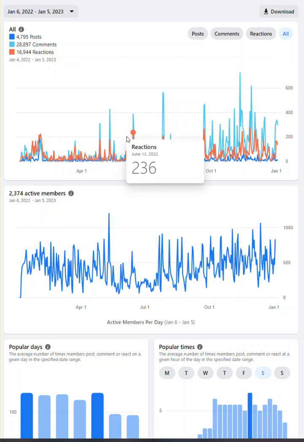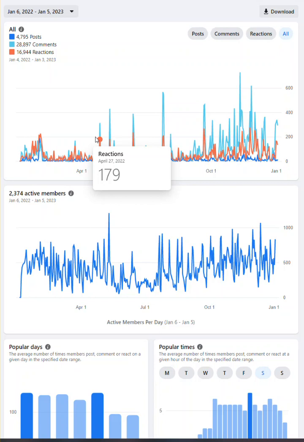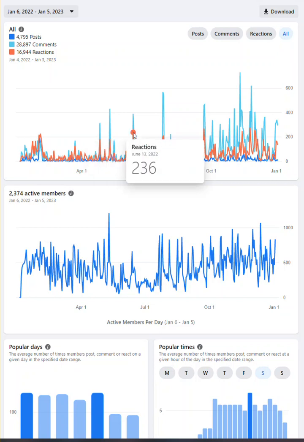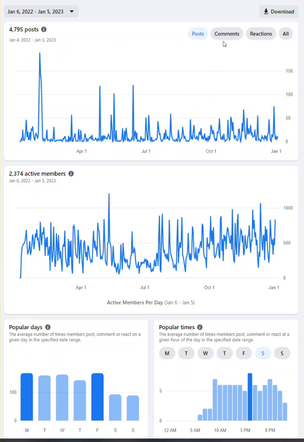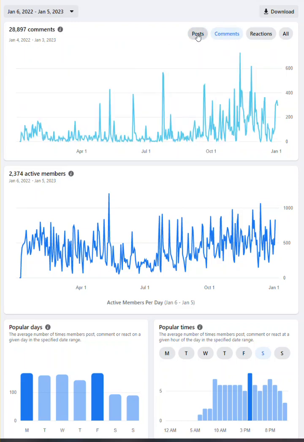So what I would do as the group owner is go back and look at these posts that had so many comments and reactions. Like this one's really interesting because it had a ton of comments, but nowhere near as many reactions, right? That's super interesting. So I would go back to these posts and see what compelled people to hop on and look at that and try to understand that and try to replicate that. But that's the second quarter, still pretty flat for comments.